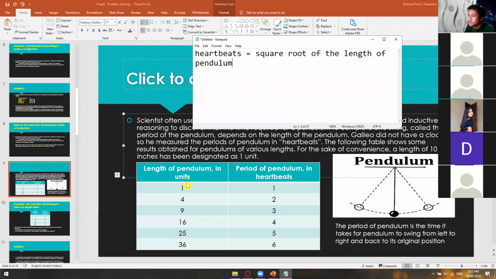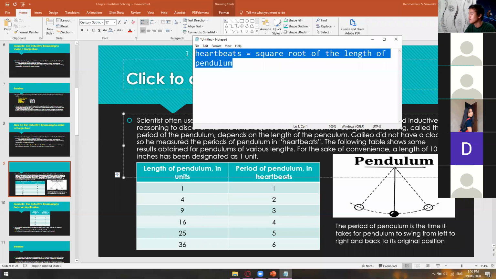Okay, so 1 squared is still 1. 2 squared is still 4. 3 squared is still 9. 4. So you might be right for that one. So we could say that the heartbeats is equal to the square root of the length of the pendulum. Square root, baliktad para yung sinasabi ko. Squared naman kapag, square root of heartbeats, or square root of length of pendulum. Okay, which is one of your classmate answered.